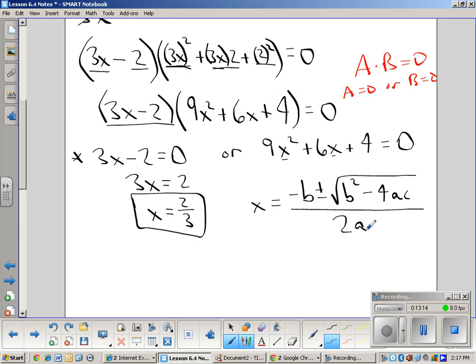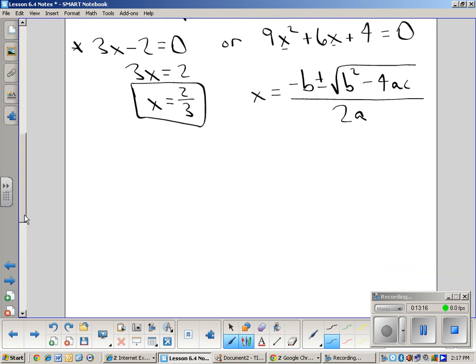So now, raise this up a little bit so I have some room. What's the value of a? 9. What's the value of b? 6. And what's c? 4. So if we plug them in, the opposite of 6 is negative 6, plus or minus the square root of b squared, 6 squared is 36, minus 4 times 9 times 4, over 2 times 9.